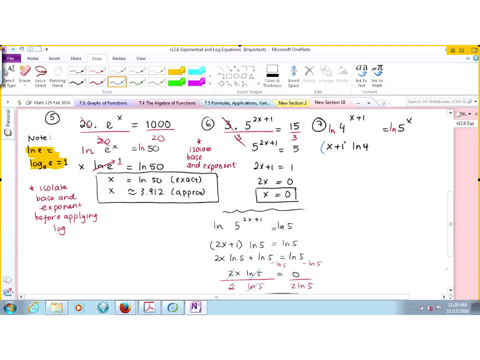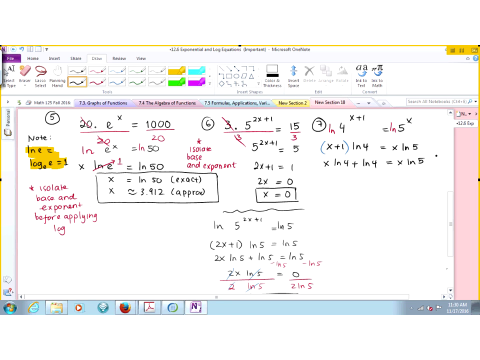So then you will have x plus 1 ln 4. Okay, I'm missing my parentheses. So x plus 1 times ln 4 is equal to x times ln 5. So what next? We distribute. x times ln 4 is x ln 4. 1 times ln 4 is ln 4, is equal to x ln 5.